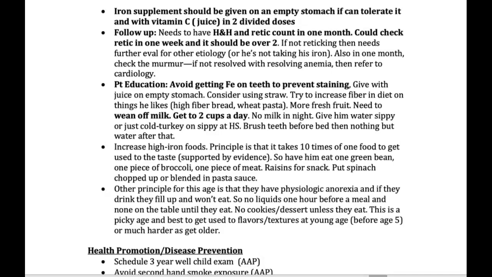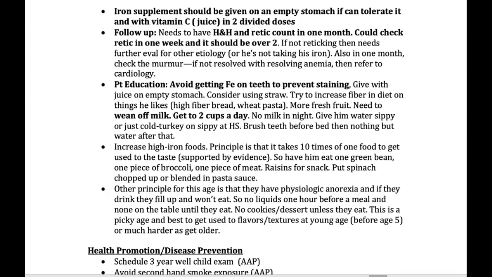Also, in 1 month, check that heart murmur. Remember, I said you can't let that fall off your radar. It's most likely due to the anemia, but we have to make sure it resolves as the anemia is resolving. If it's not, then we need to refer the child to cardiology.